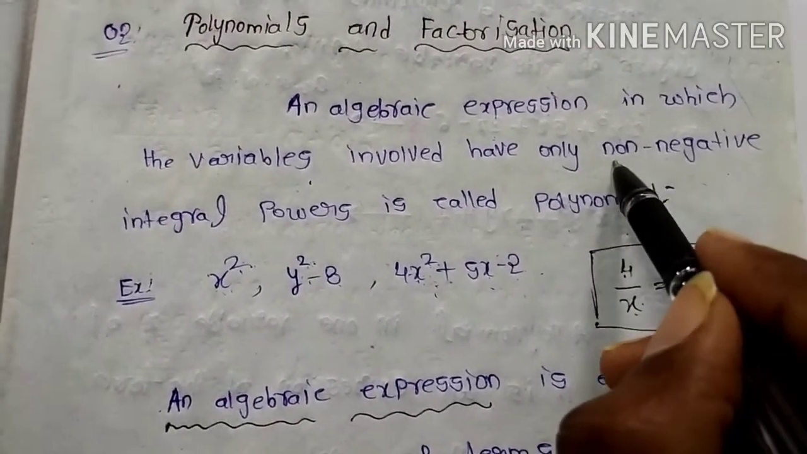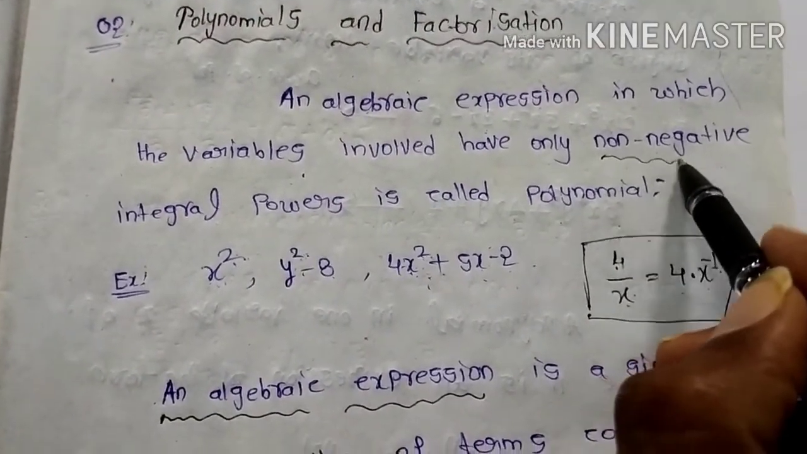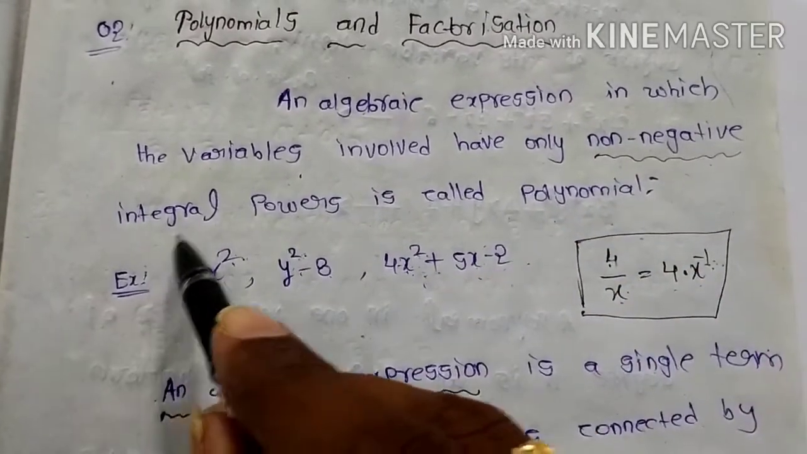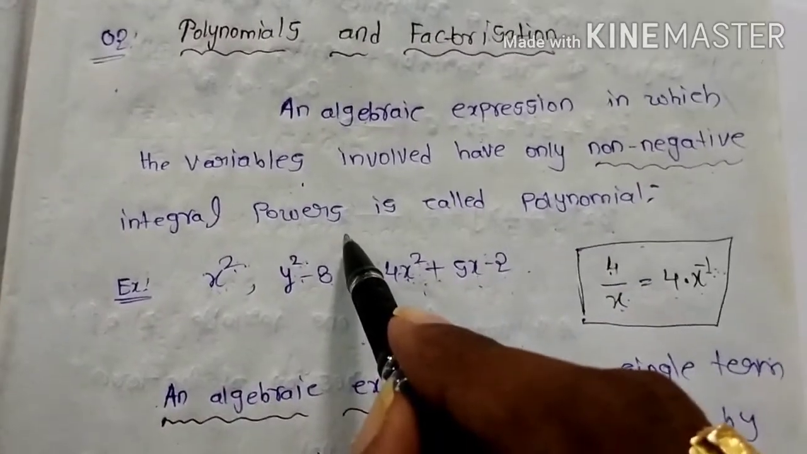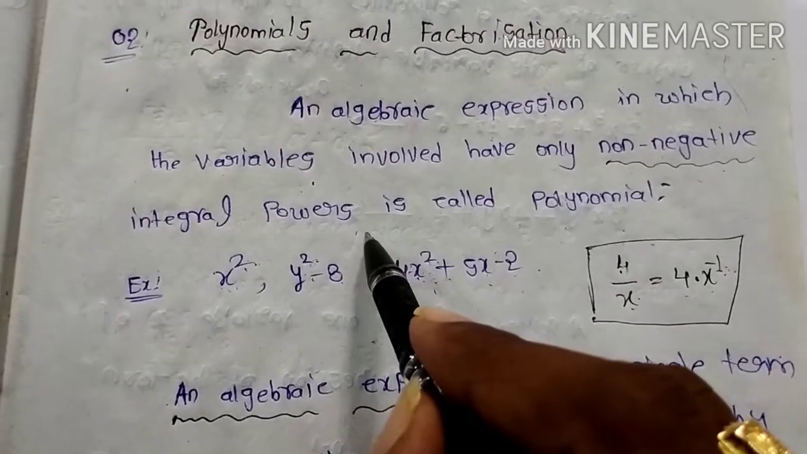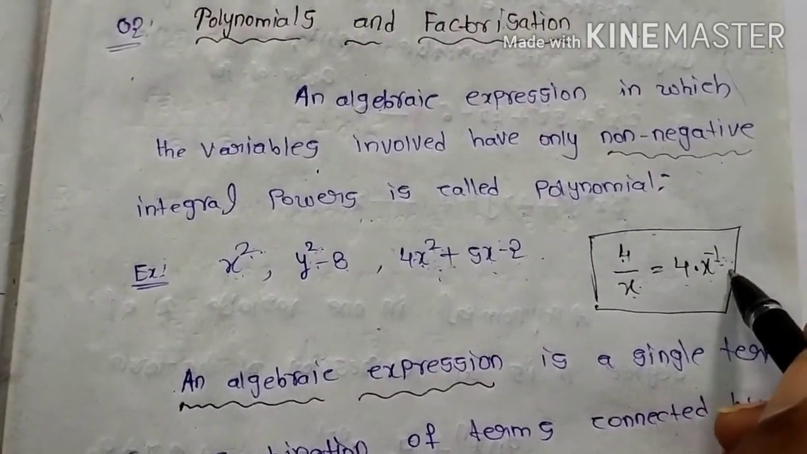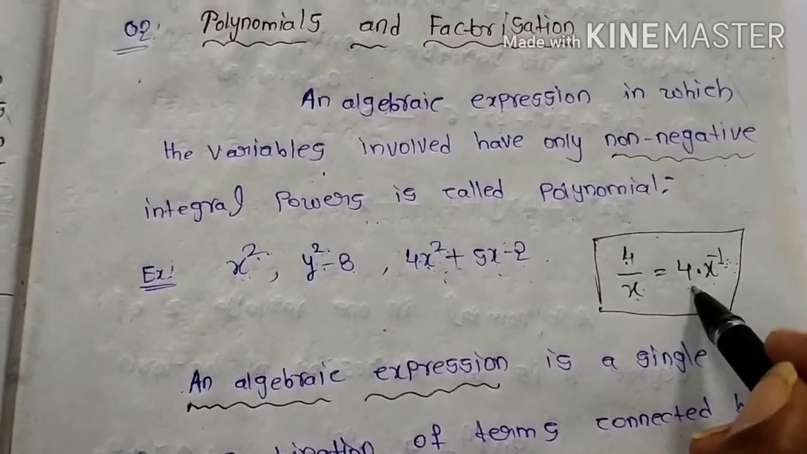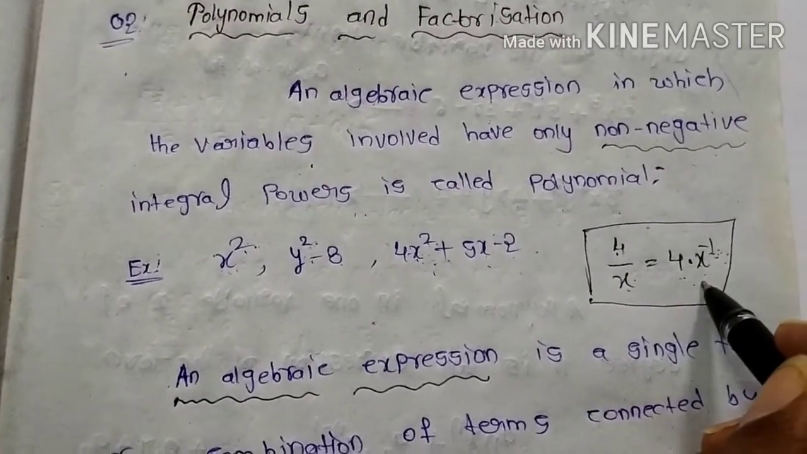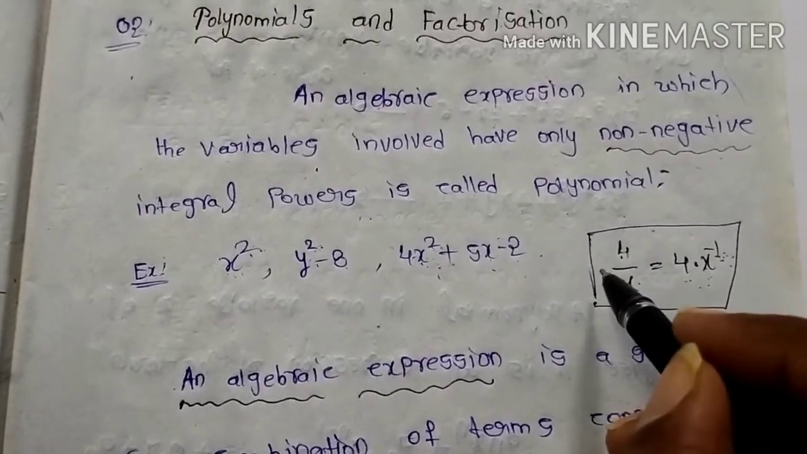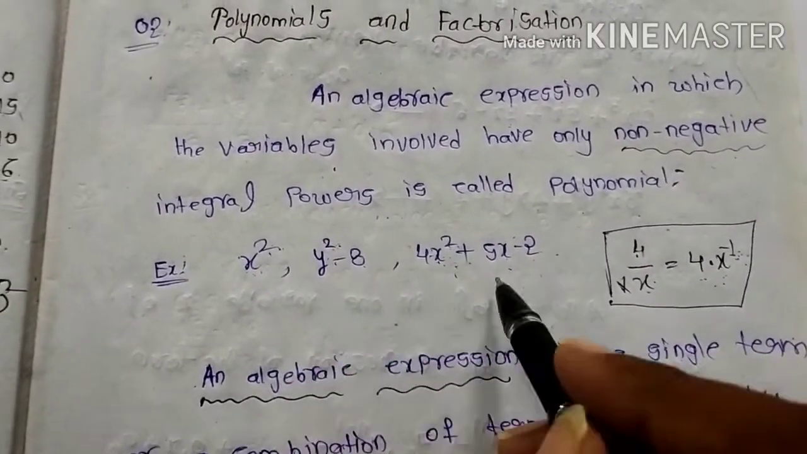But in our condition, what they have mentioned is non-negative integral powers, that means 100% it will be positive powers. Yes or no? X to the power minus 1 is negative or positive? Negative. So this is not a polynomial. You can remember here, it is not a polynomial. But these are all polynomials.